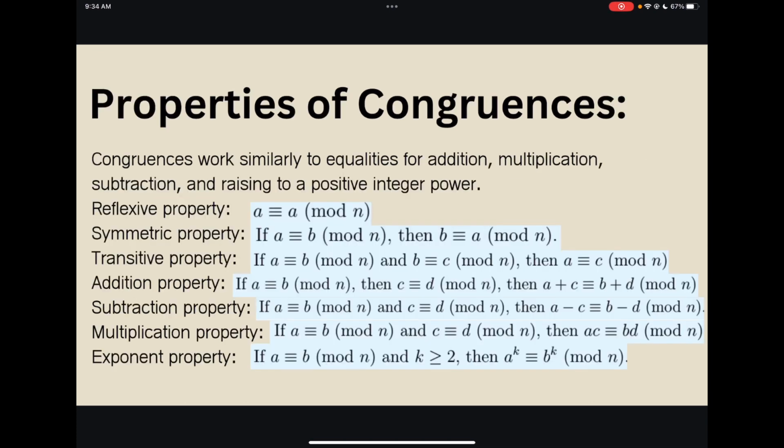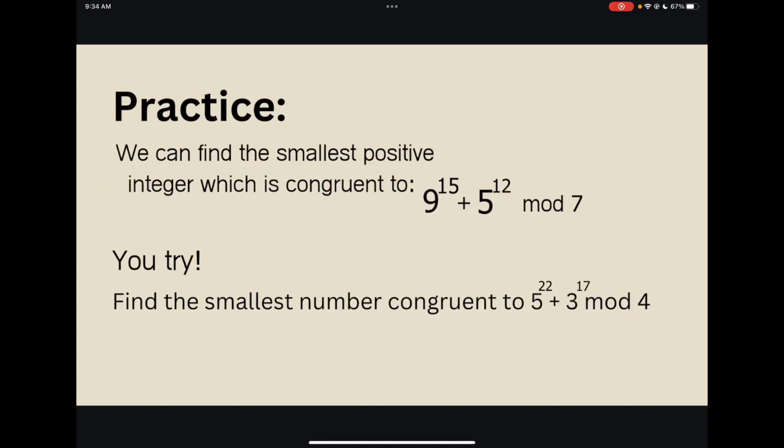And then here are some important properties of congruences. These are very useful because when you're trying to find the congruence of a very large exponent, you can actually use congruences without using your calculator. Sometimes the numbers are too big to even use in a normal calculator. So I think these are very useful techniques.